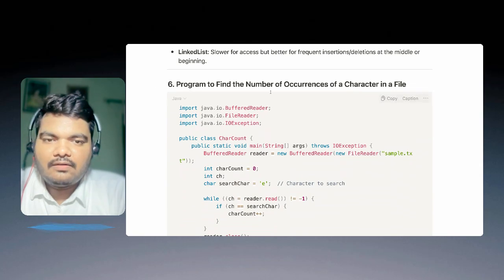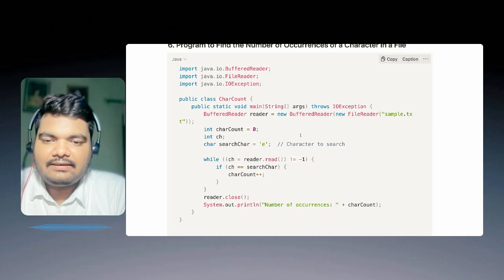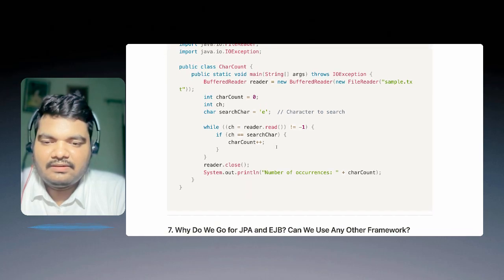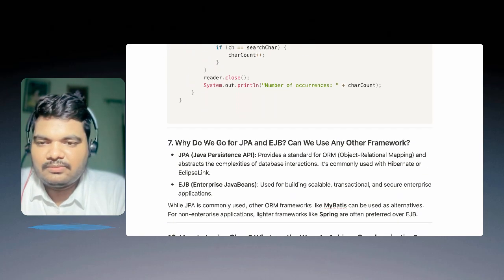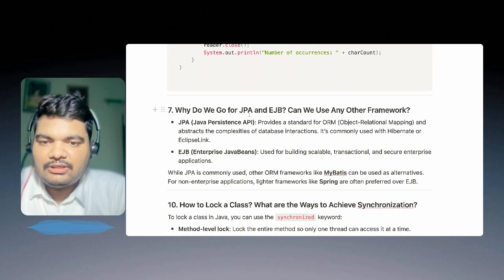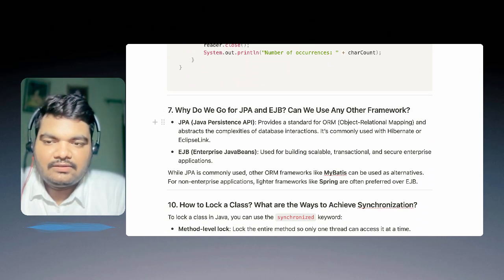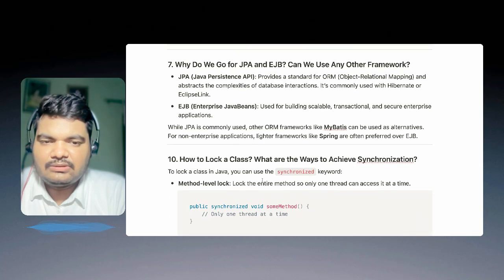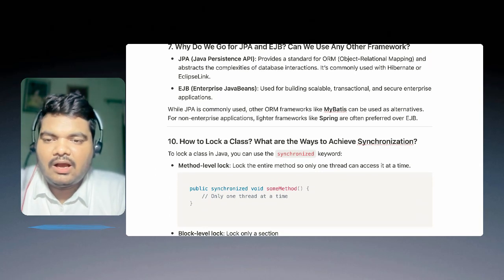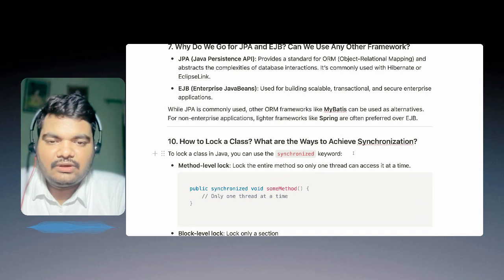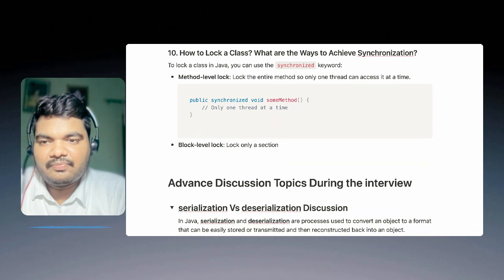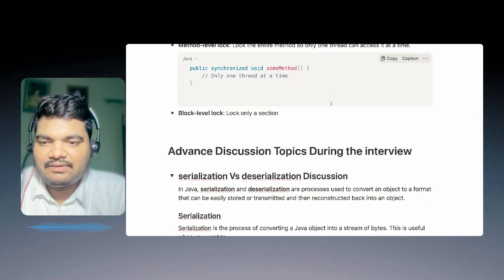Program to find the number of occurrences of a character in a file, right? Okay, so a basic program I've given. You should know these problems. Why do we go for JPA and EJB? Can we use any other framework? These points will have a discussion. How to log a class? What are the ways to achieve synchronization? Okay, basics around it I've given.